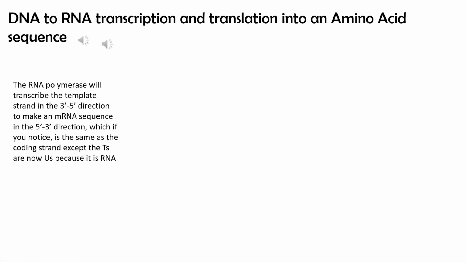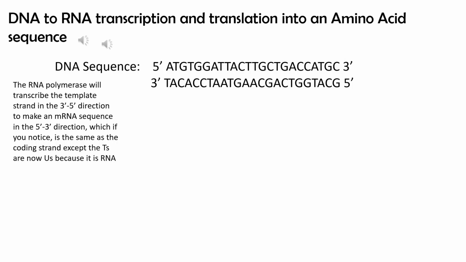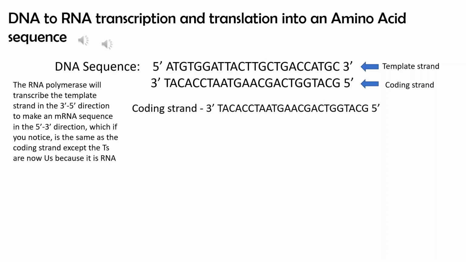Our starting DNA sequence is the following. The RNA polymerase will transcribe the template strand in the 3' to 5' direction to make an mRNA sequence in the 5' to 3' direction. If you didn't notice, this will be the same order of bases as the coding strand, except the T's will be U's. So for our purpose, I will use the coding strand to make it easier.